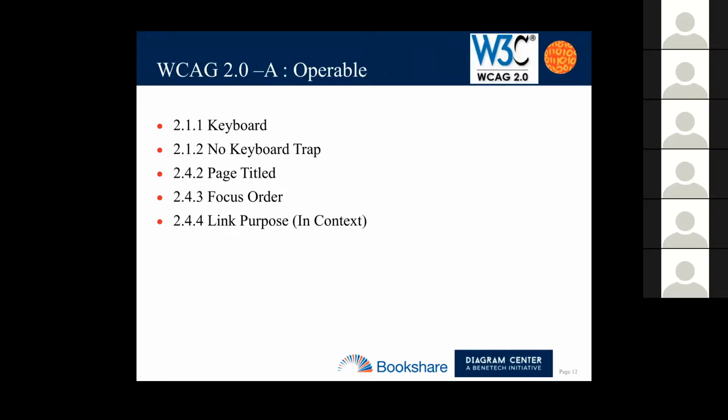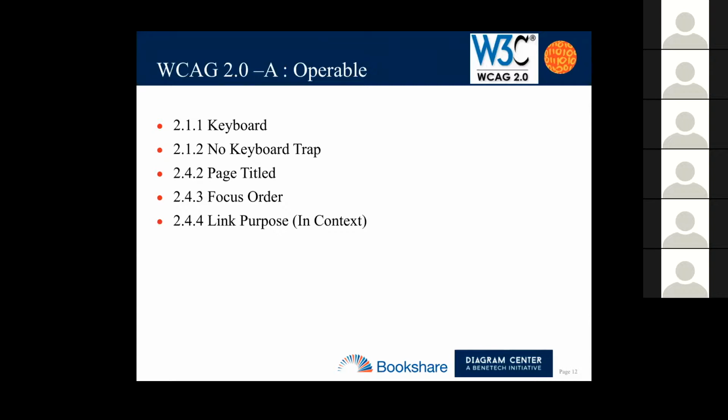Operable: being able to interact with your EPUB through a keyboard. If you add special controls or widgets in your EPUBs, make sure that they don't trap the keyboard. So when you get to that control, there's no way, except for clicking a mouse or touching a different part of the screen, to get out of that.